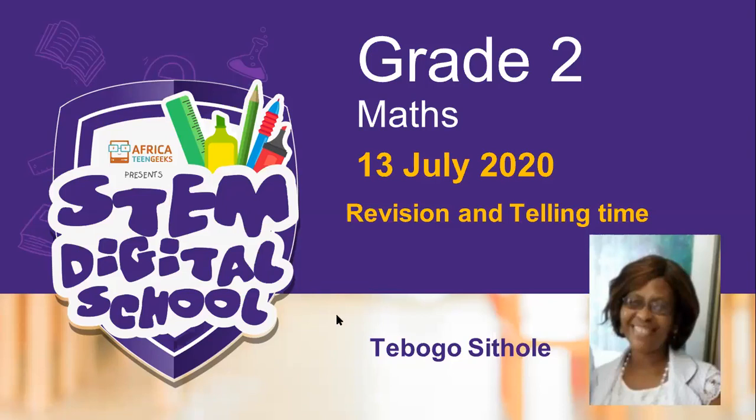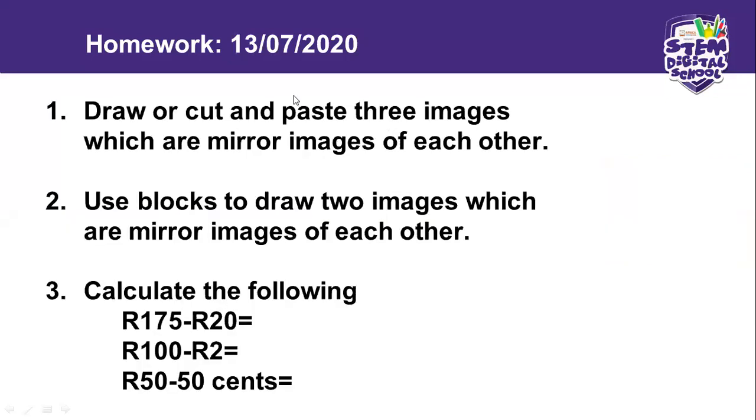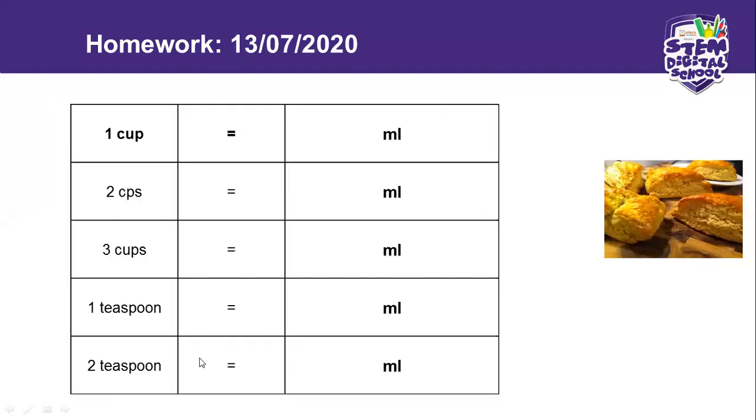Right, let's start. Okay, so this is the homework that we had. You were supposed to draw or cut and paste 3 images which are mirror images of each other. You were supposed to use blocks to draw 2 images which are also mirror images of each other. And you were requested to calculate the following. Money, money, money. Right. Remember, we are not learning in isolation. Whatever we are learning in class, we want to apply it in our daily lives.